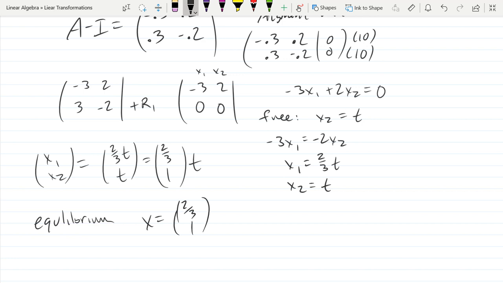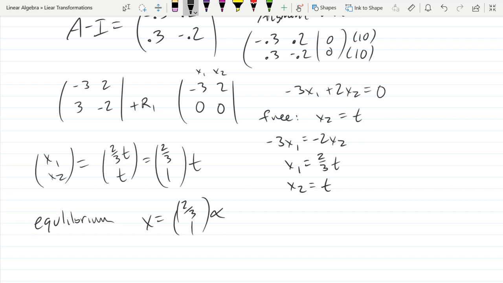All right, so I got 2/3 and 1. Now any scalar multiple of this will work, so I'll just put an alpha next to it. So if our entire world was 1 2/3 people, 2/3 of a person would be using brand A and one person would be using B.